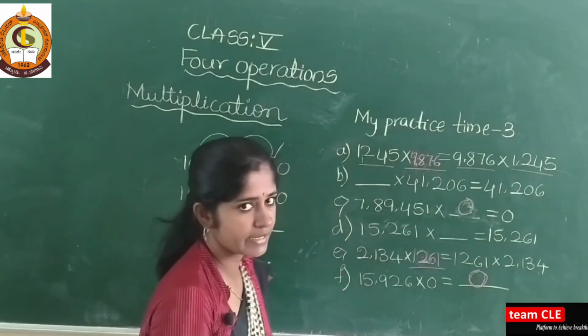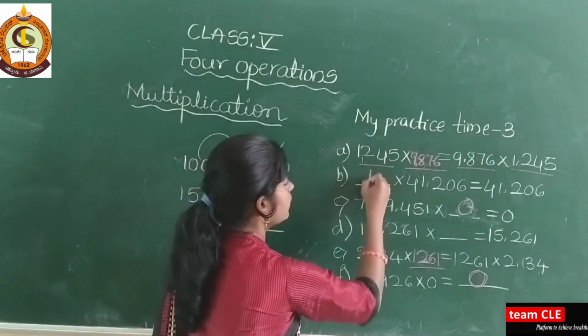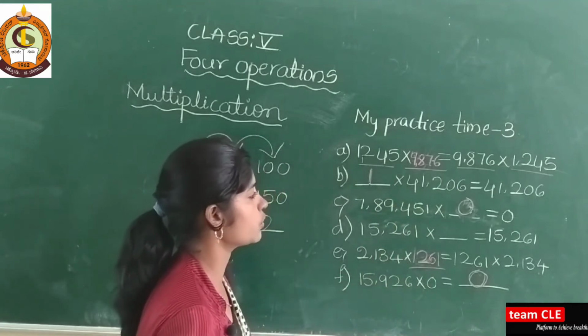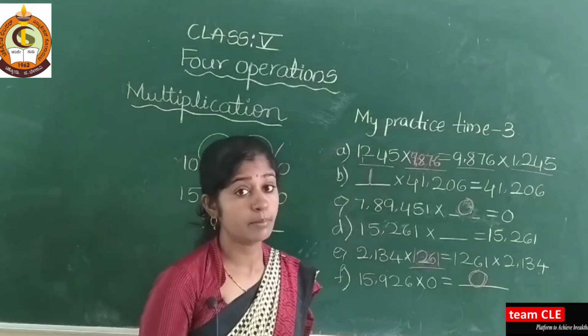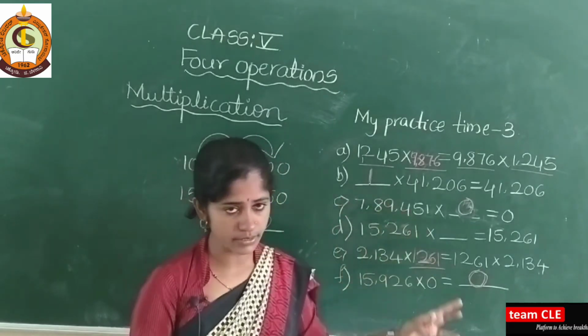Then see here, dash into 41,206 and the result is the same. Then what can I write here? You have to write 1. 1 into 41,206 is 41,206 only. There is no need to multiply. Here you can write the answer directly.